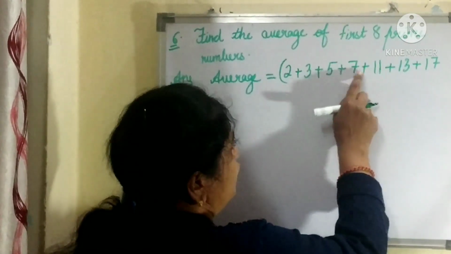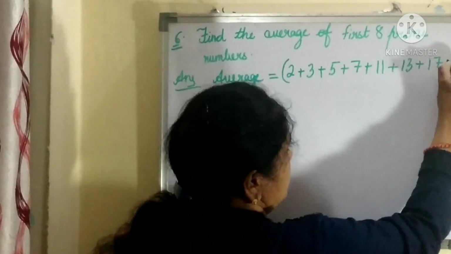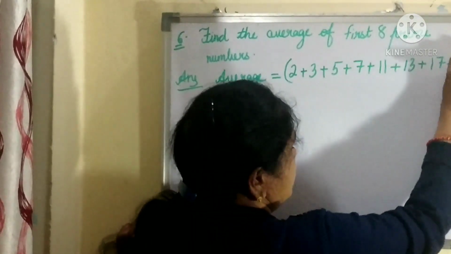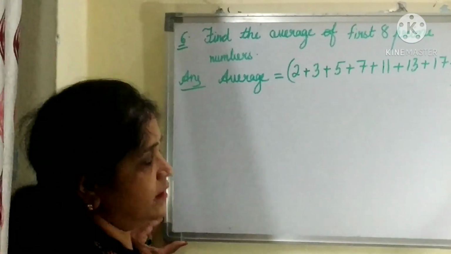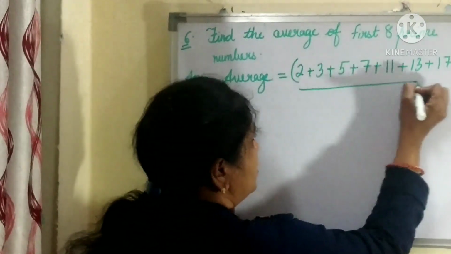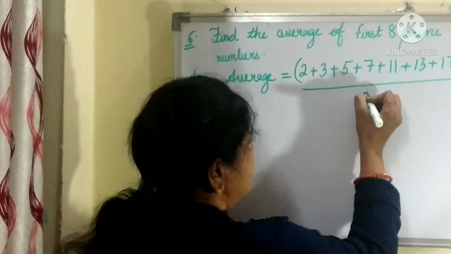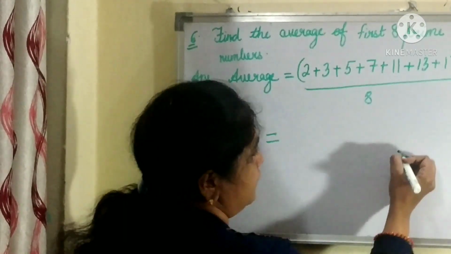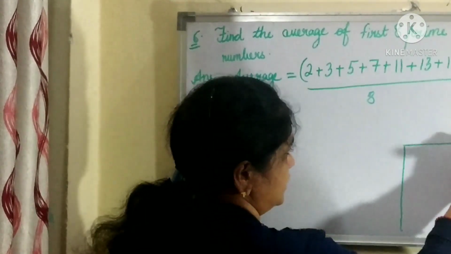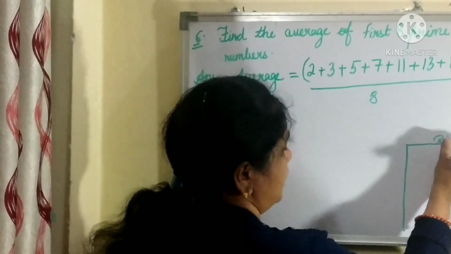1, 2, 3, 4, 5, 6, 7. That means one more number we have to add. These are the numbers which we are going to add, and divide it by the total number of prime numbers, that means 8. Okay. Now in the rough column, if I add these numbers, let me find how much I am getting.